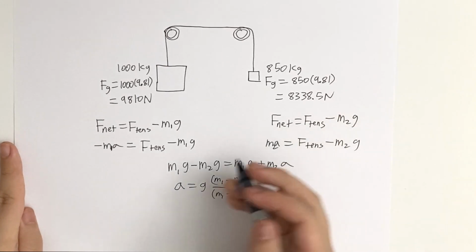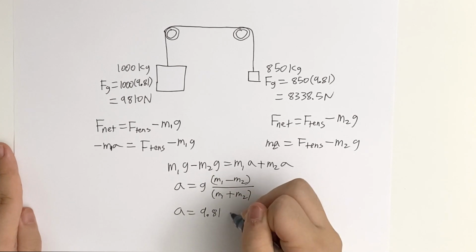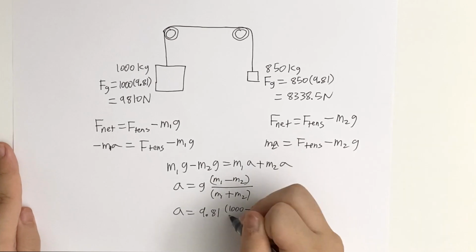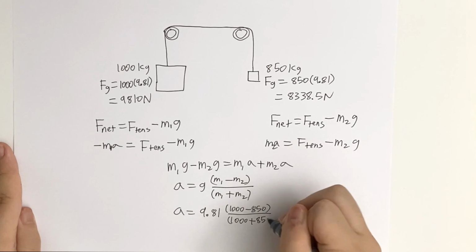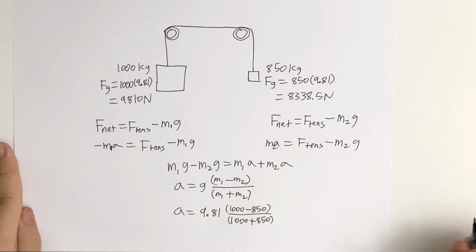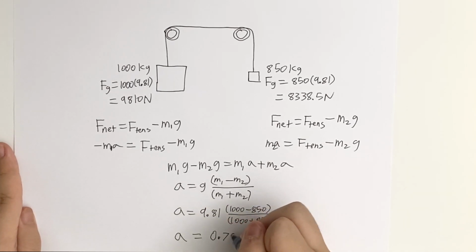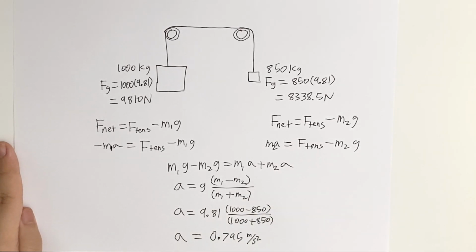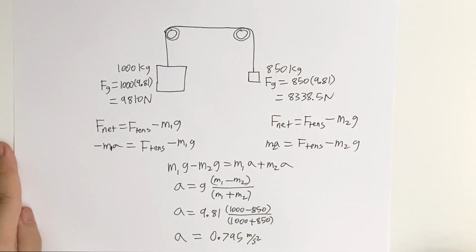Now, if we substitute all the values that we know, we get that a is equal to 9.81 times 1,000 minus 850 over 1,000 plus 850. Now, if we calculate all of this, the final acceleration will be about 0.795 meters per second squared. Now, this is just the magnitude of the acceleration. Since the big rock is going down, the real acceleration would be negative 0.795 meters per second squared.